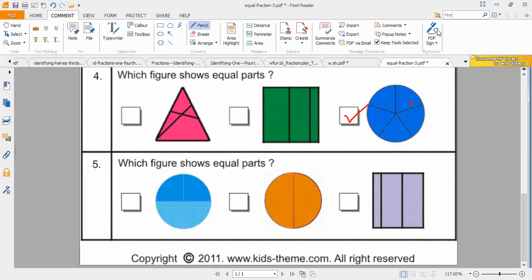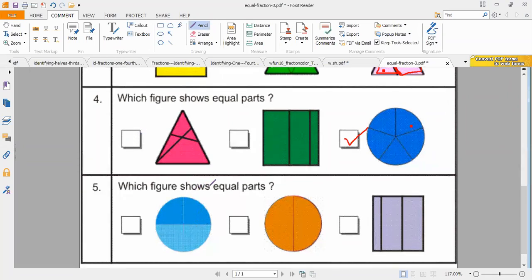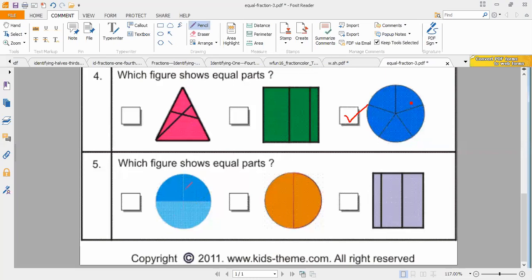Come on Amr. Which figure shows equal parts? The first one, the same. Let's see the first one. I think there's a line here. The circle, the blue circle, the up is the same, and the down I don't know. No, not up and down. The circle is divided like this. How many parts are in the circle with blue?